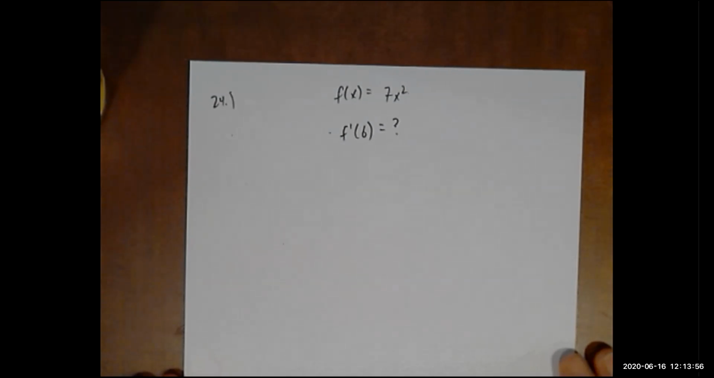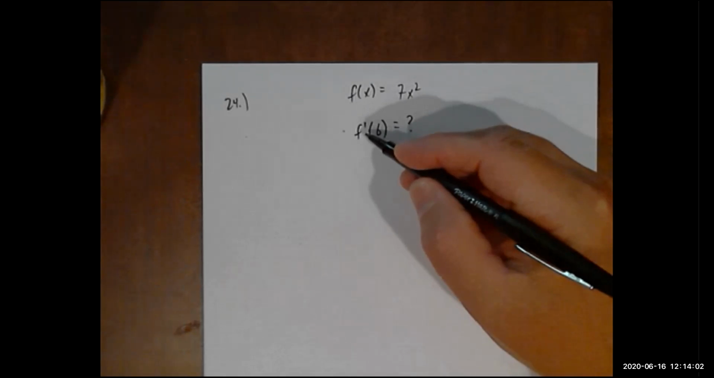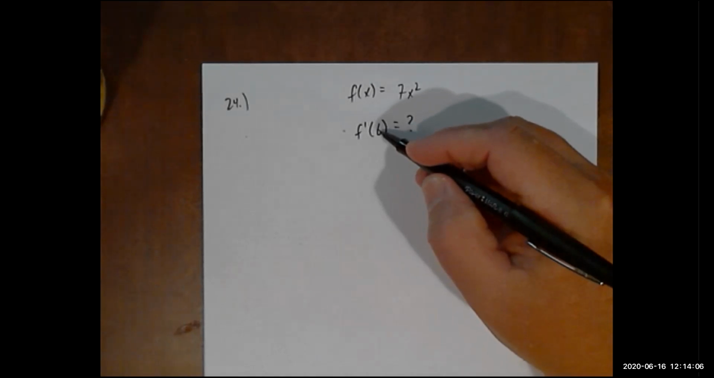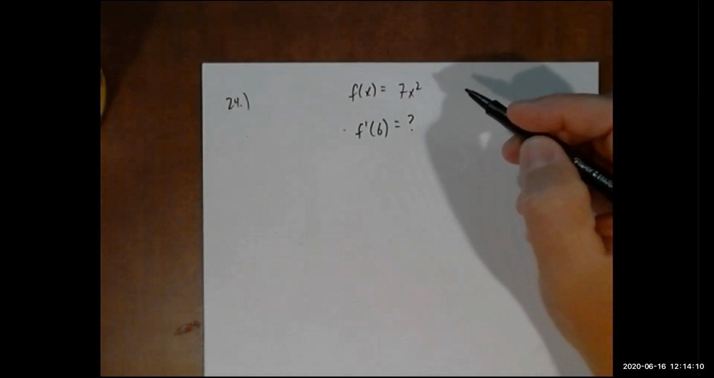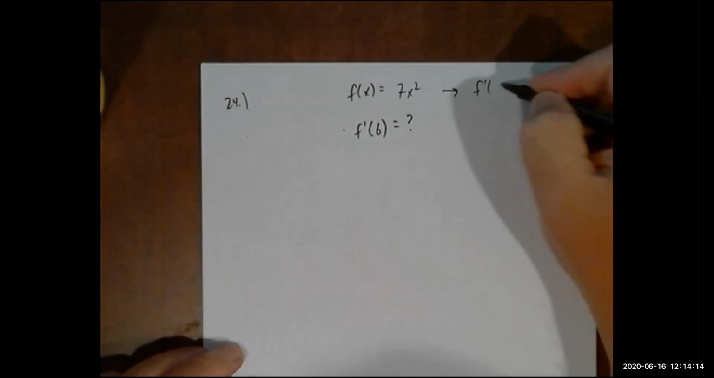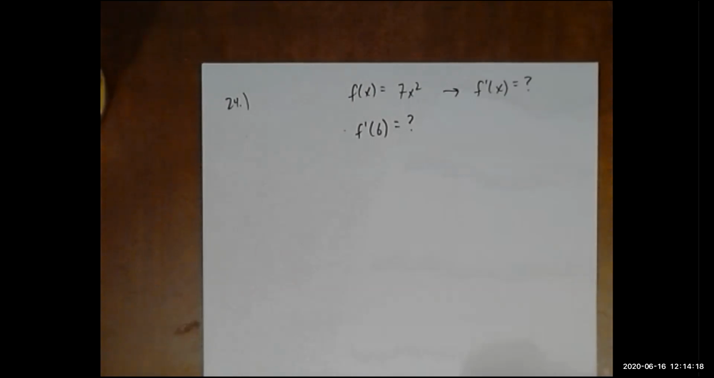So here's the problem. We're given a function. What they really want to do is to determine the first derivative and then plug in x equals 6 into the first derivative and see what that equals. Of course, the first step is, once you're given a function, you need to find the first derivative.